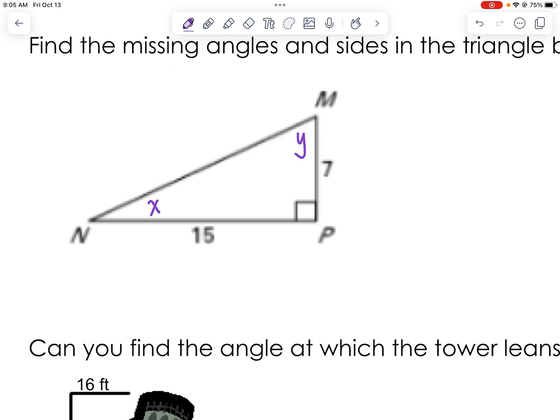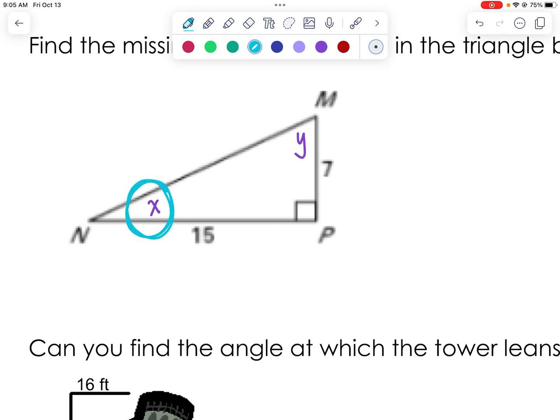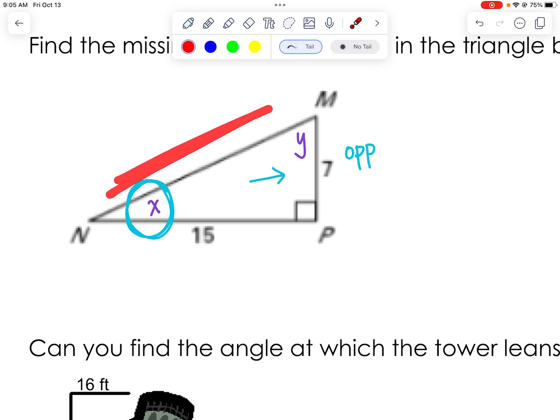So as we were just talking about, if you know the sides of a triangle, but you don't have enough information on the angles, you can use trig inverse. I can't subtract from 180, I don't know enough, but I can go ahead and use trig inverse. So I'm going to start by looking for X first. I'm going to circle that angle and label the sides that I have. Across from X is 7, so that's my opposite. This is my hypotenuse, which would make 15 my adjacent.